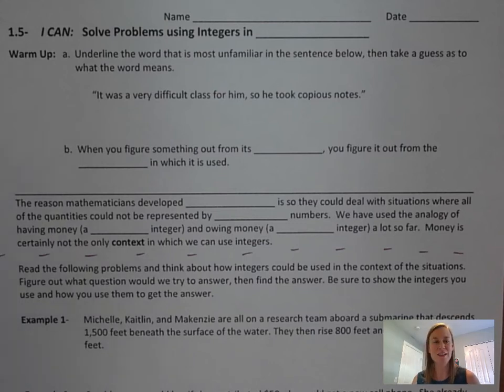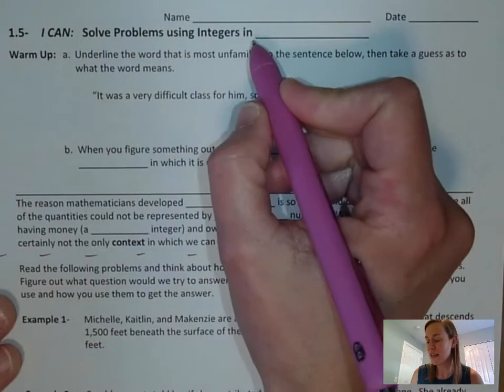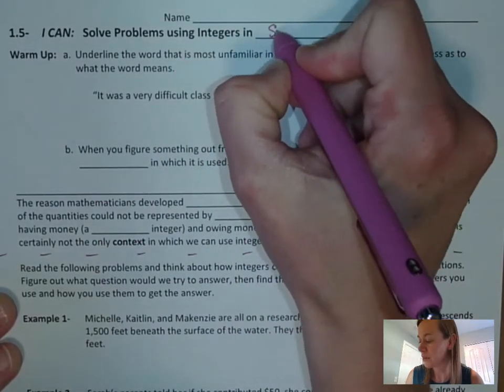So let's get started. First, our I can statement. I can solve problems using integers in story problems.